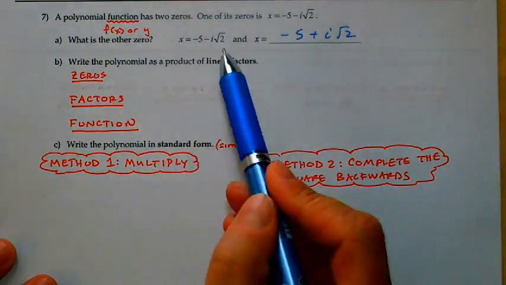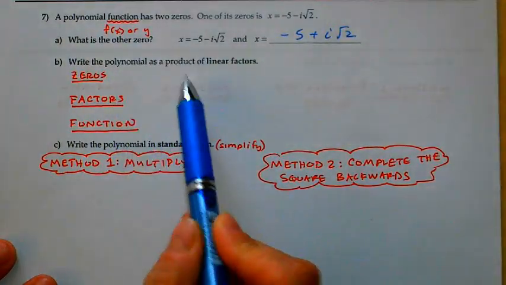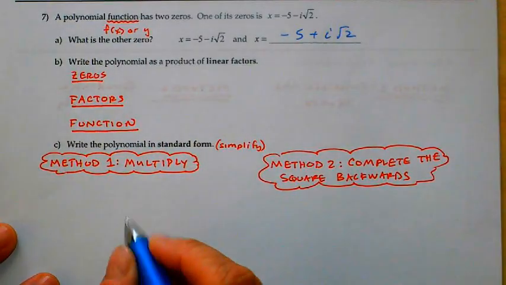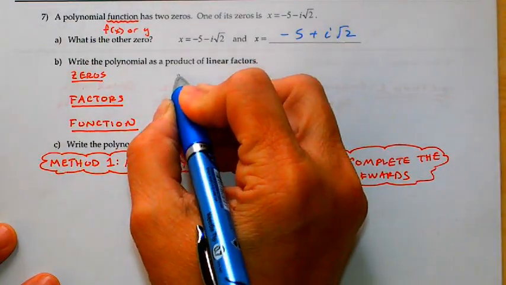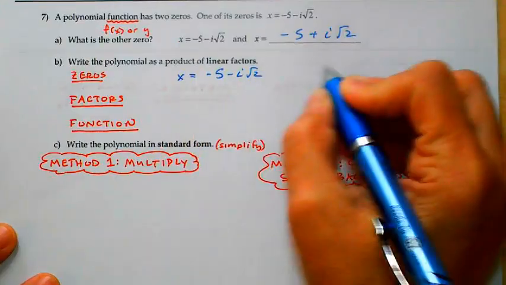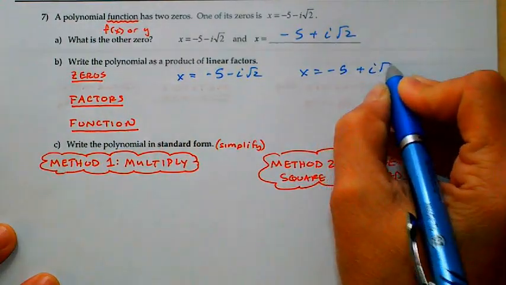All right, let's see if we can take these two zeros and use them to write the polynomial as a function of linear factors. Okay, we have the zeros here: x equals -5 minus i root 2, and x equals -5 plus i root 2.